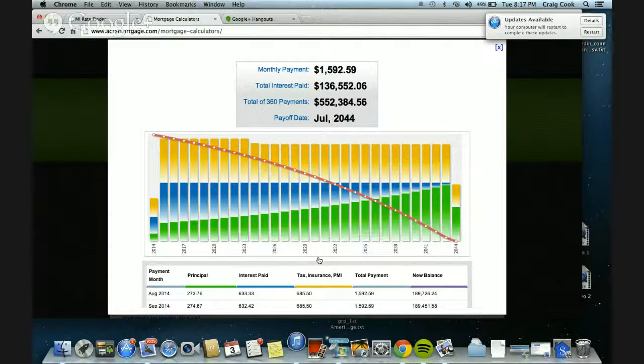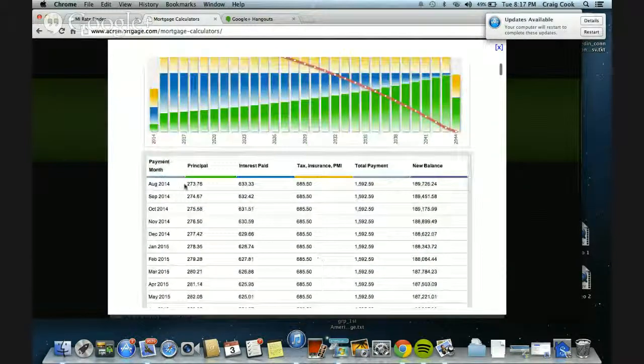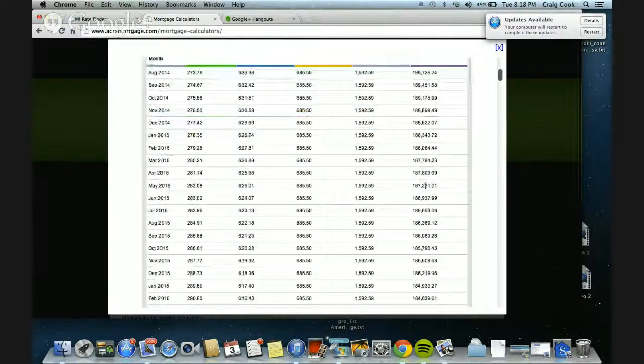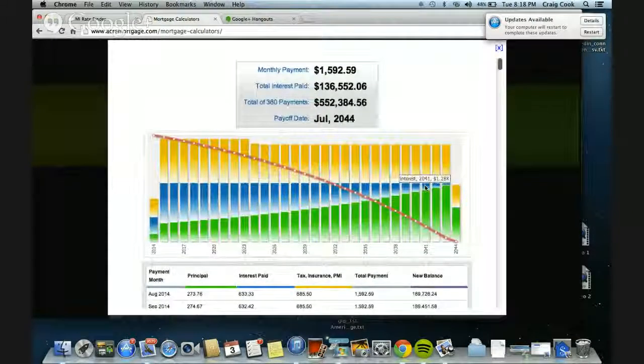All right, great. So it looks like everything is correct, and again, here you see to your left what the principal portion of your payment is, your interest paid of the payment, your escrows, property taxes, homeowners insurance, and private mortgage insurance gives you a total payment of this. And what your corresponding balance is after every payment made for the duration of the loan. How cool is that?